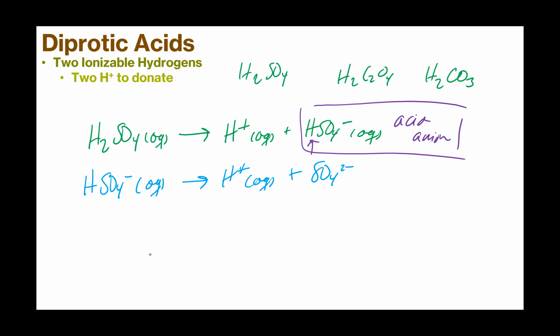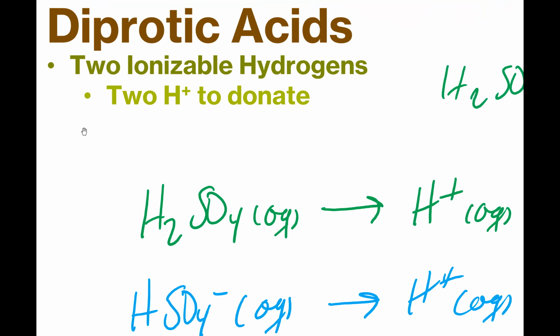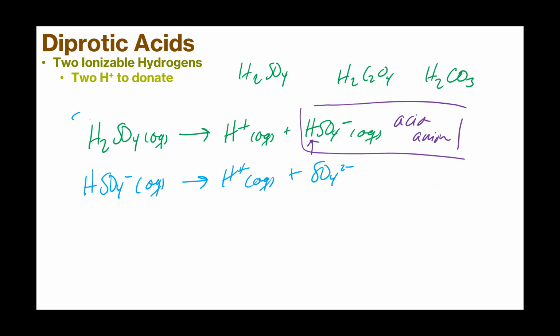I should fix my arrow here because only the first one is strong. Only the first one is strong. The second one is weak, and so this needs to have our equilibrium arrow that's pointing in both ways. Okay.